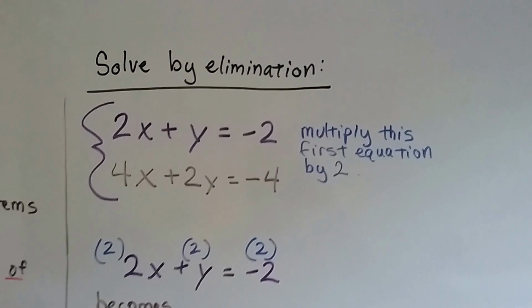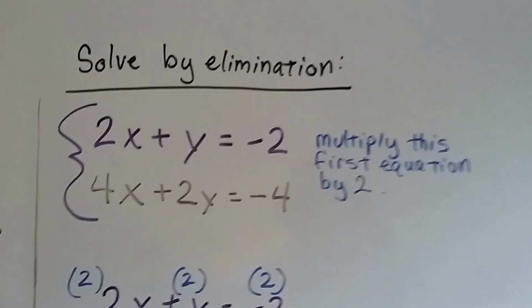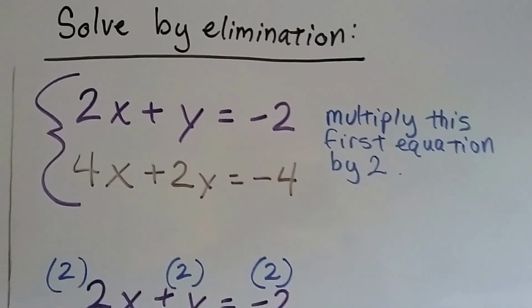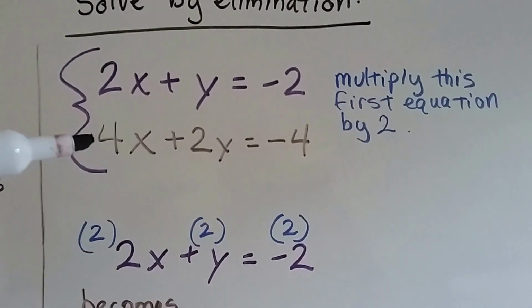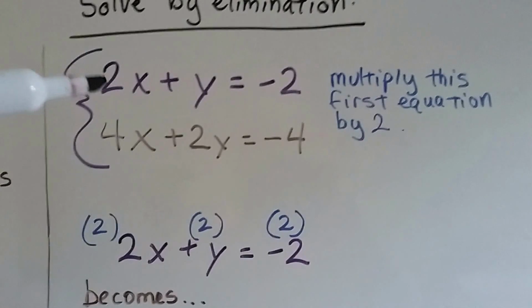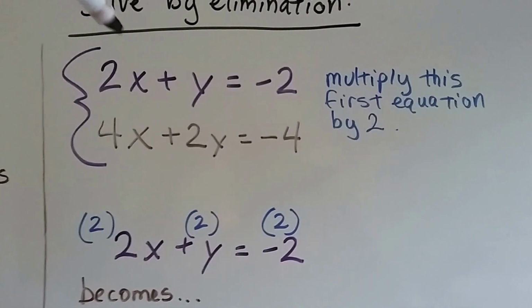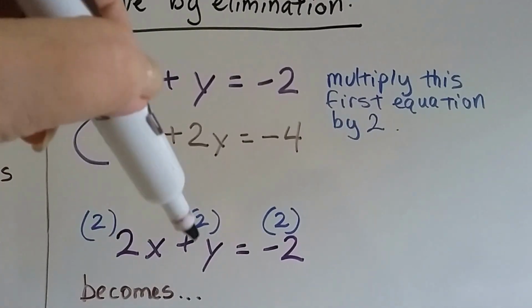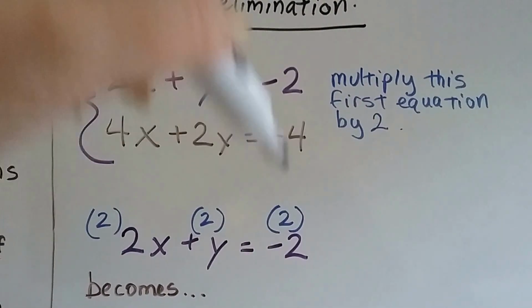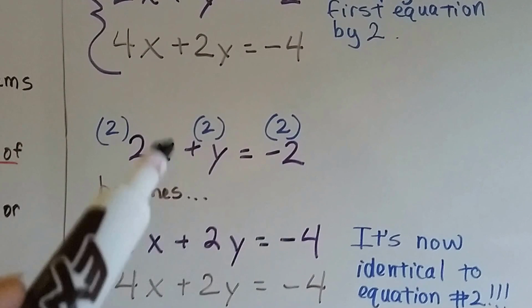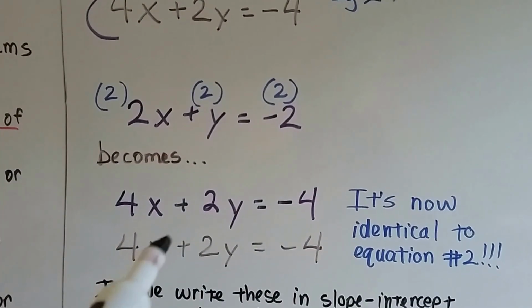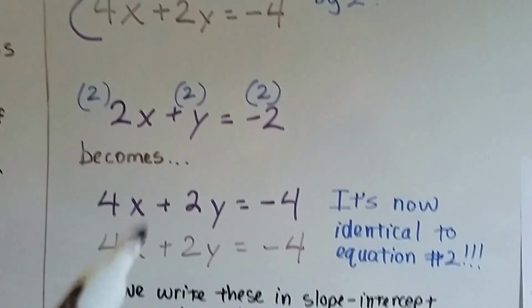So we're going to solve these by elimination. This is our system of equations. We're going to multiply the first equation by a 2. Can you see what's going to happen if we do that? What happens if I multiply all these terms by 2? 2x times 2, y times 2, negative 2 times 2. We're going to get 4x plus 2y equals negative 4. We're going to get the identical equation to equation 2.